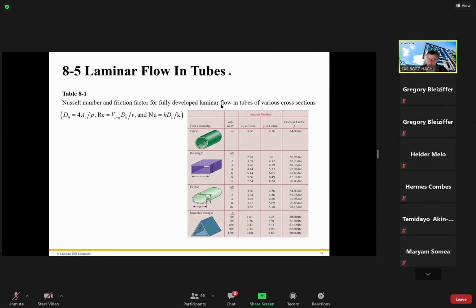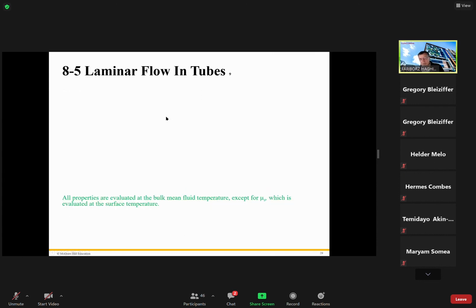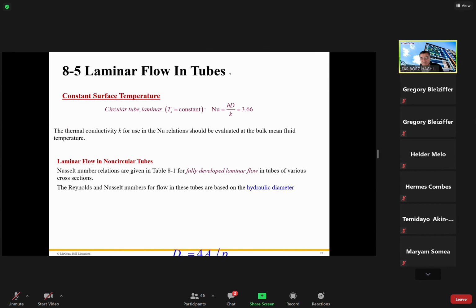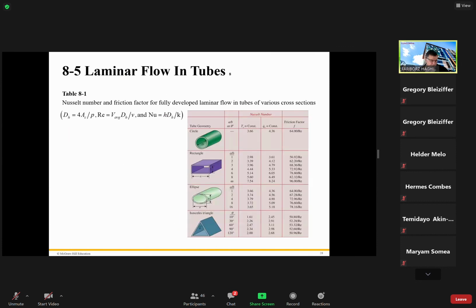If it's fully developed, you calculate DH, and then you calculate your Reynolds number, and you come here and you find what is the value of your Nusselt number, okay? And then you go back and you calculate your h value. I will stop here. Any question?